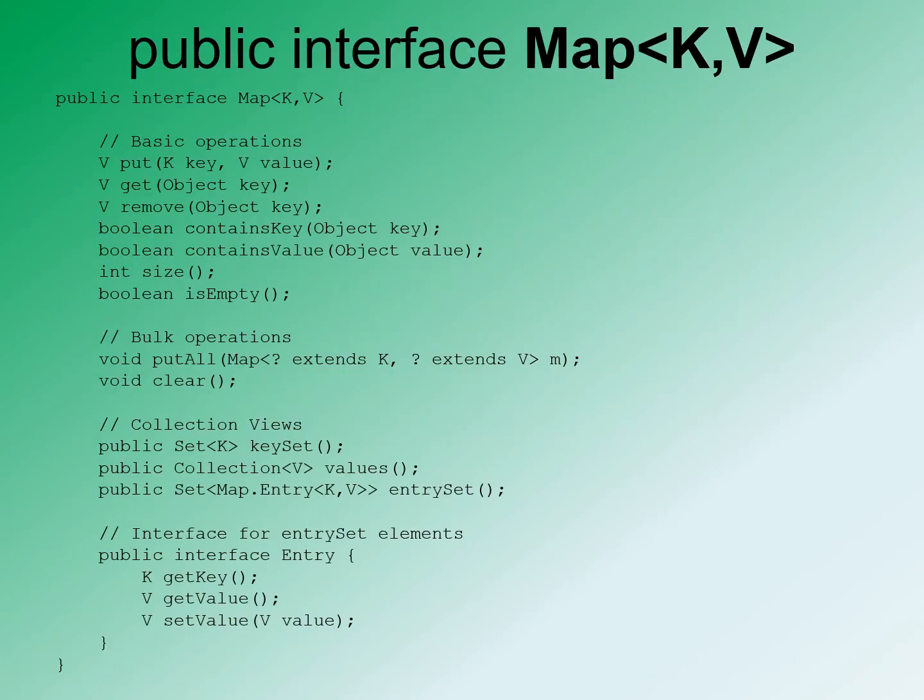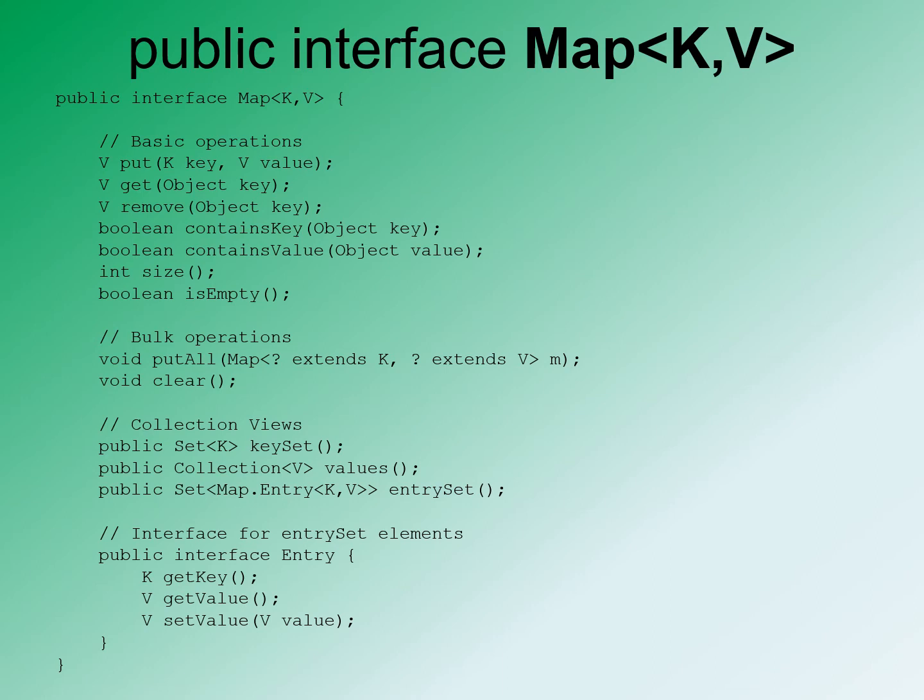This is the implementation of interface Map. As you can see, the basic operations consist of put, get, remove, containsKey, containsValue, size, and isEmpty methods. These are the basic operations which we perform using the Map interface. Now we also have bulk operations like putAll and clear.